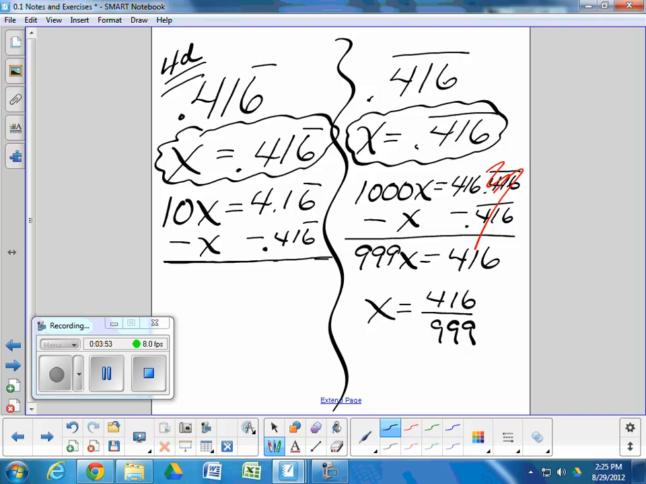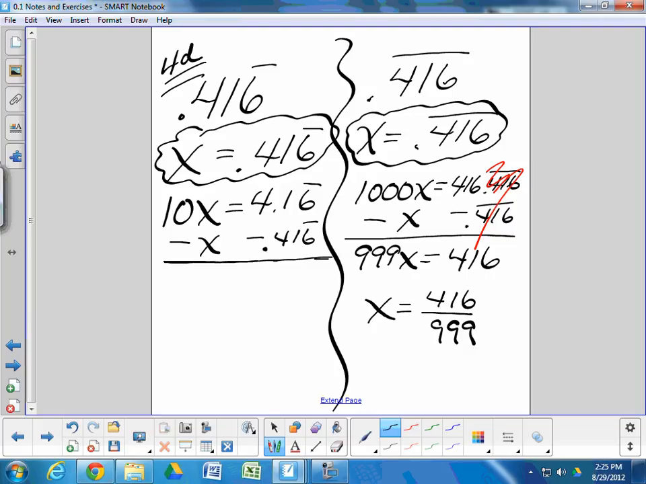On the left, 10x take away 1x is 9x. On the right, oh boy, here's what we have. Let me just write it out. We have 4.1666, right? Minus 0.4166, etc. The 4 minus nothing is 4. Well, we actually have to borrow here. But what I'm going to do is separate it right here.